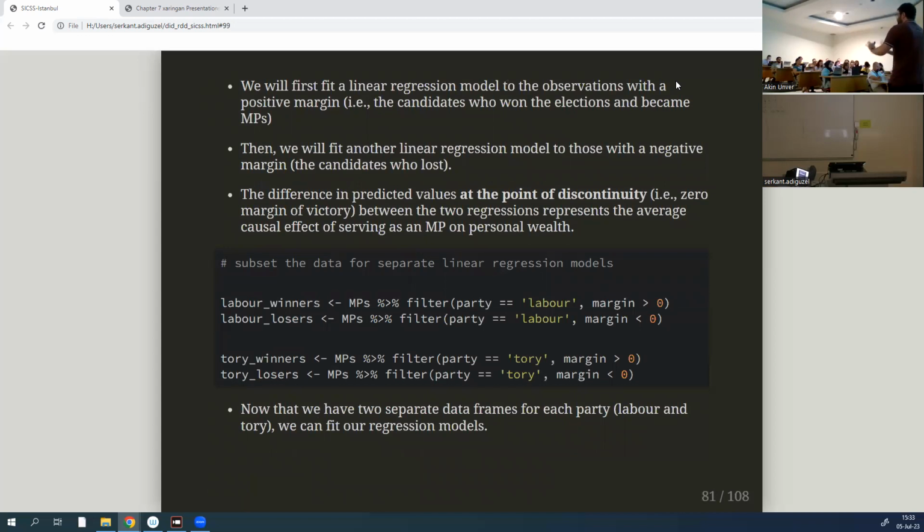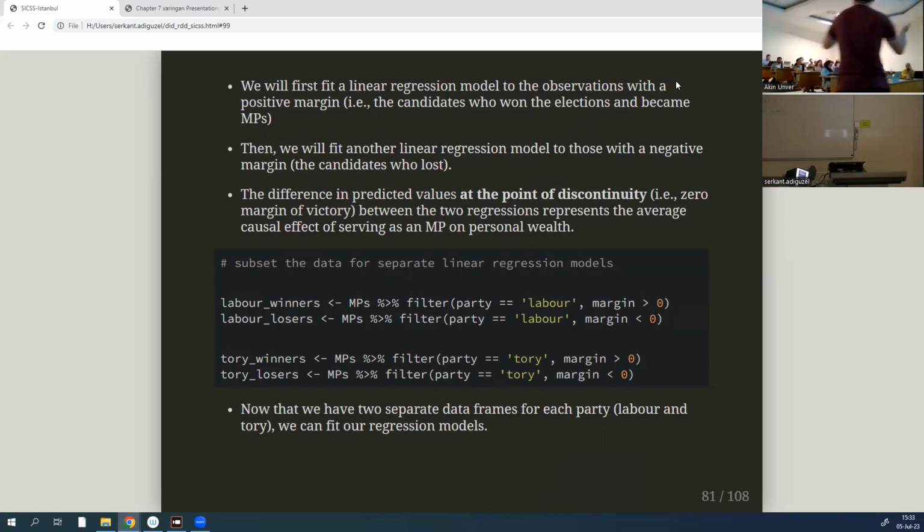First, I'll show you a very simple RDD where I'm going to be fitting two regression lines. One is for losers, one is for winners. Since I have two fitted lines, I can simply predict what would happen at the margin, which means when margin is 0, what would happen? Because one is coming from data points from losers, and one is coming from data points from winners. Then the difference between them at the threshold, which is margin 0, will give us an RDD. So this is going to be the most simple one.